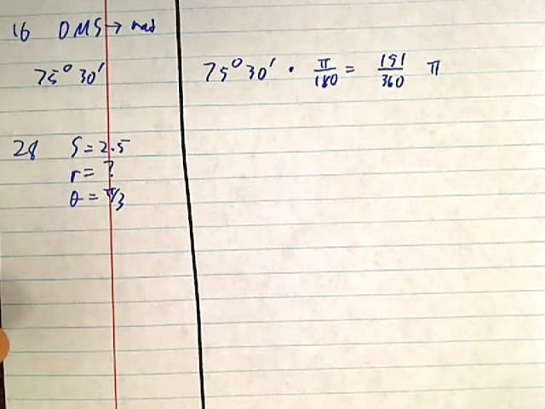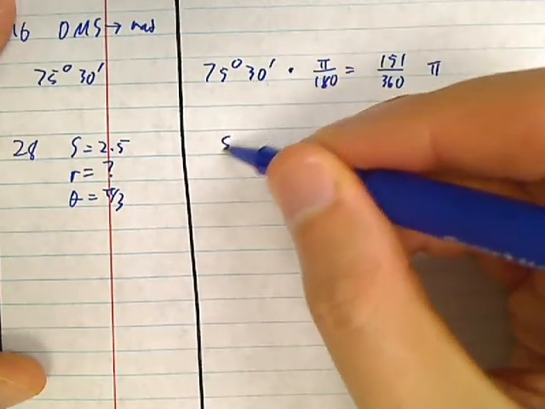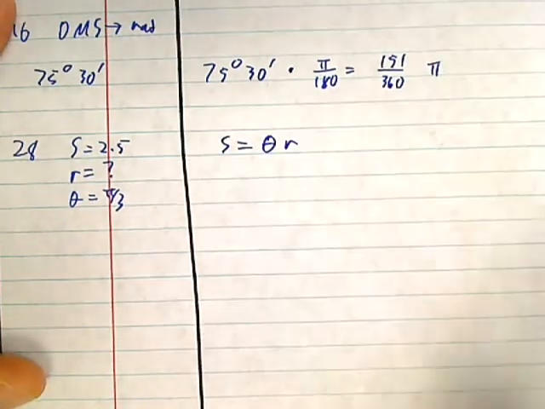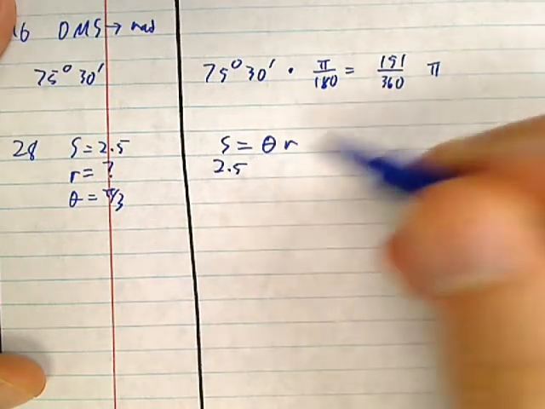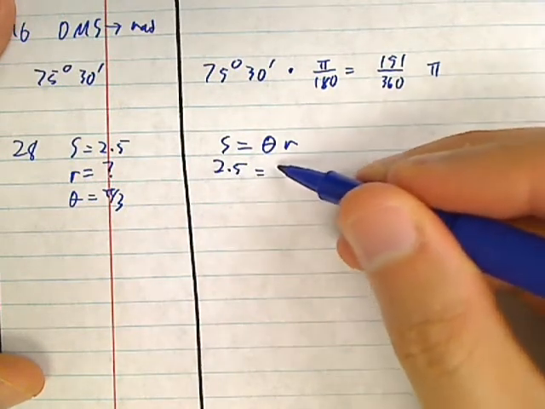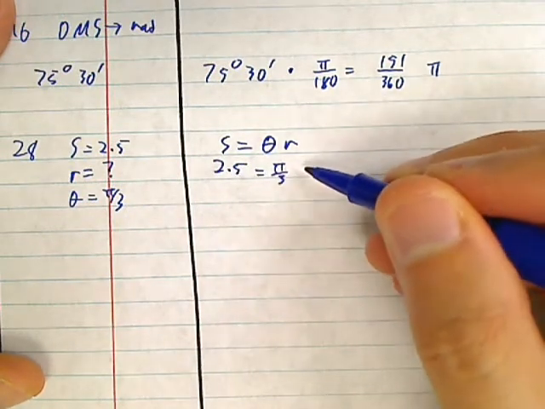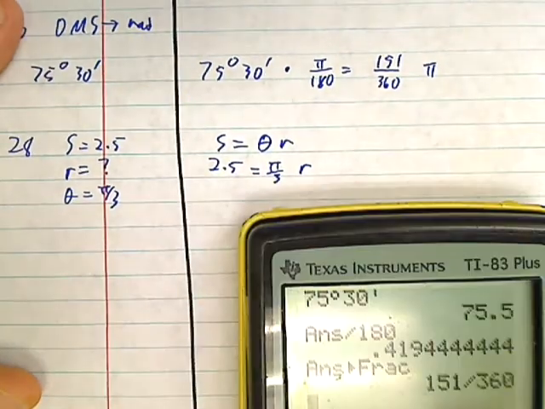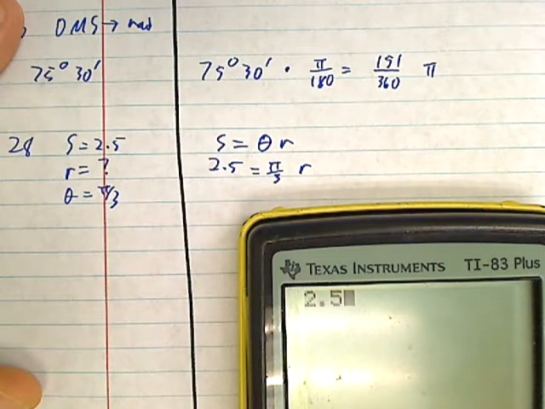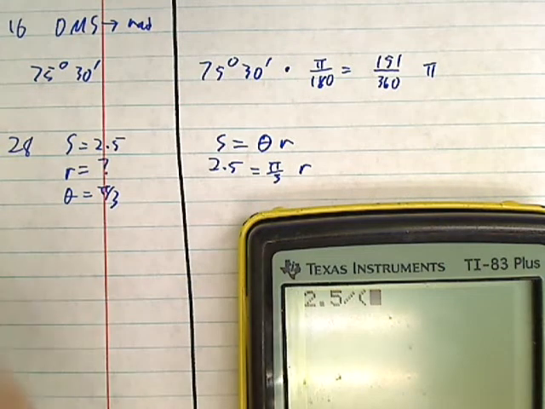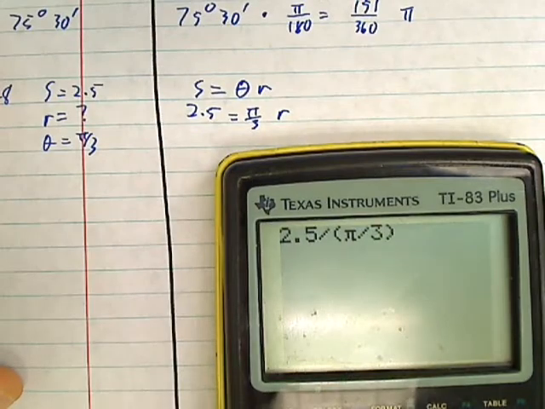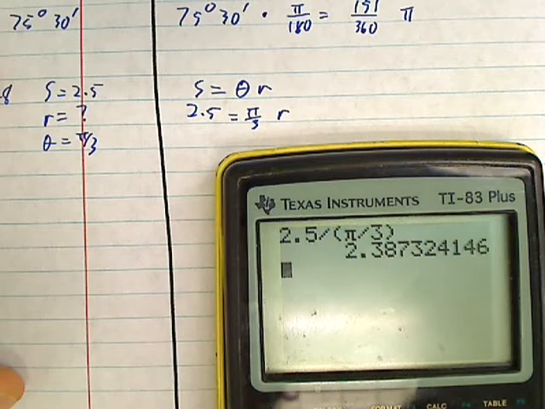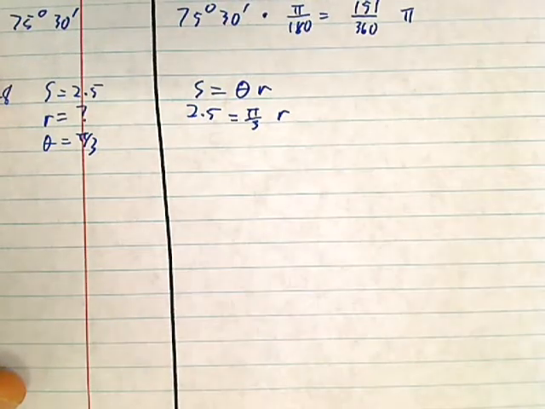Okay, let's look at the arc length formulas. S equals theta r. Okay, so that's 2.5. Theta is pi over 3. R is my unknown. So divide by pi over 3. So basically 2.5 divided by pi over 3. If you want to do that, you need to put it in parentheses. And if you do that, 2.38. So the radius is about 2.38.